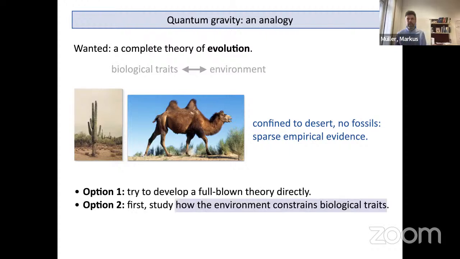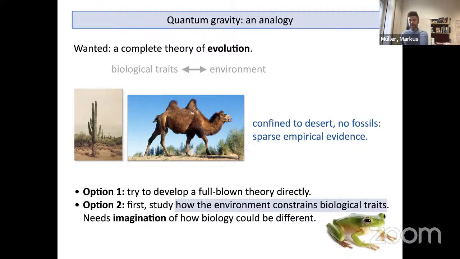And certainly, one option is you just take what you know, stuff you know about animals, plants, and geology, and try to develop a full-blown theory directly. But there's a second option, something that you might perhaps want to try first, where you say, let's first see how the environment constrains the biological traits that we have. So for example, you might say, maybe it's not a miracle that camels have two humps. Maybe this has something to do with the heat and with the fact that having these humps helps them to be protected from the sunlight and to save some fat for long trips without any food and so on.